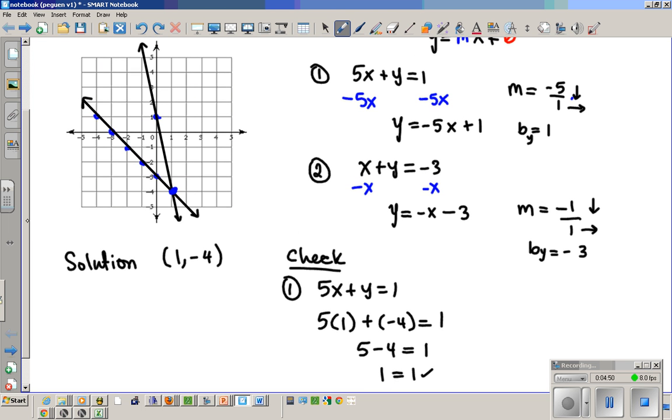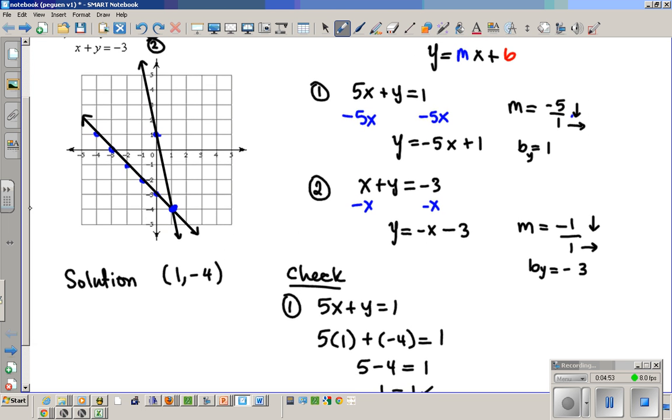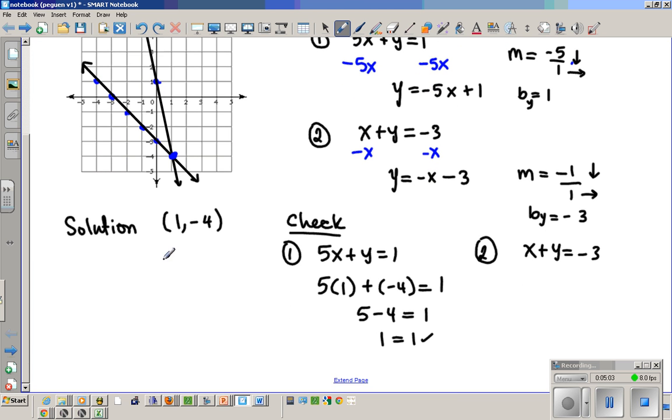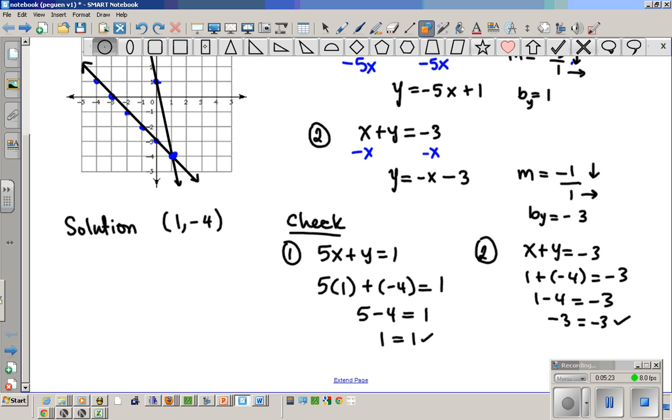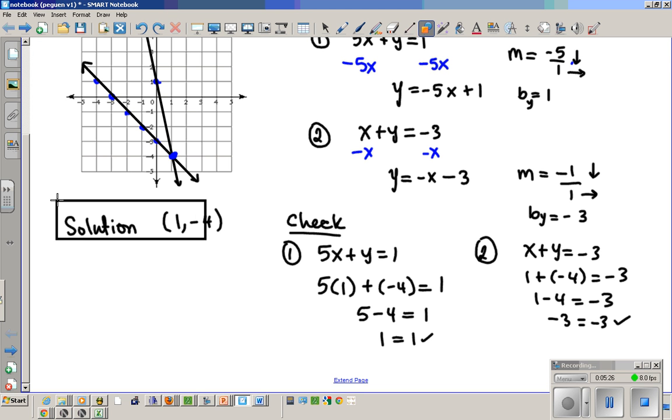So are we done? Absolutely not. We have two equations. The second equation is x plus y equals negative 3. Now you're going to plug the coordinates we got as a solution into the equation and see what works out. We have 1 plus negative 4 equals negative 3, and then 1 minus 4 equals negative 3. When you subtract, you have negative 3 equals negative 3. It satisfies our answer. Excellent. So our final result from before is correct.